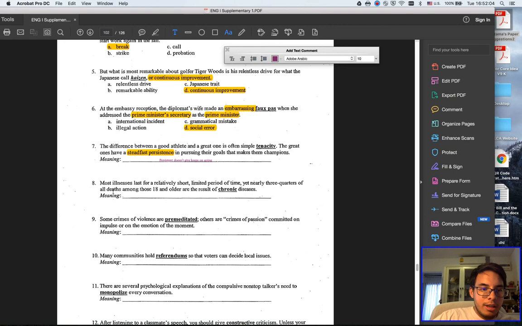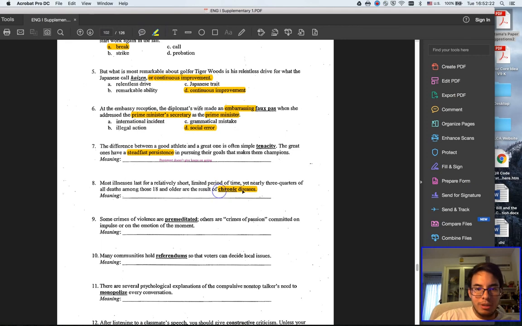Okay. Number 8. Most illnesses last for a relatively short, limited period of time. Yet, nearly 3/4 of all deaths among those 18 and older are the result of chronic diseases. So what is chronic? We have yet, so whatever it is, it's the opposite. So limited period of time. The opposite of limited period of time is long-lasting.